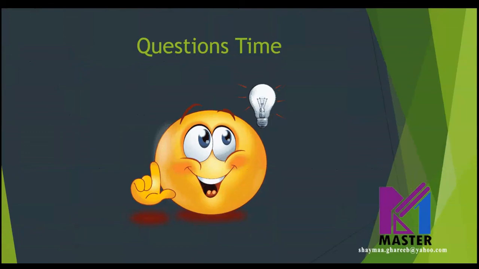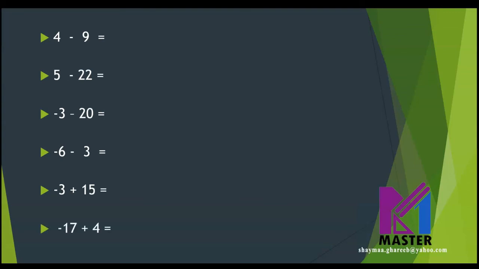Now it's our questions time. I will show you some questions and I want you to try to do it on your own, and please remember the rules and try to write it down before you answer. Okay, so let's start the first one. 4 minus 9, the answer will be negative 5. Negative because the 9, which is the biggest number, is negative, and both have different sign, then I will subtract. 9 minus 4 equals 5.